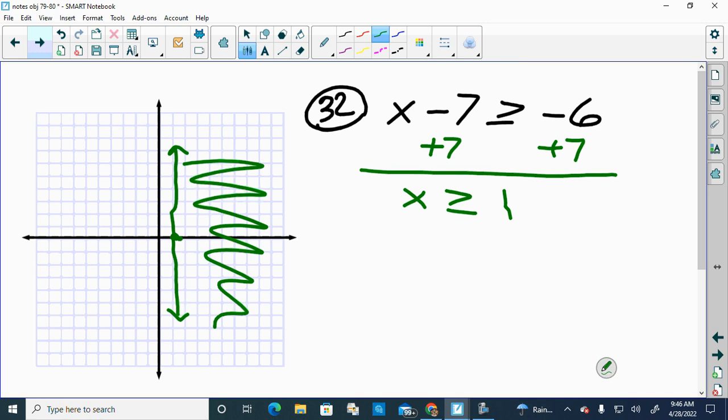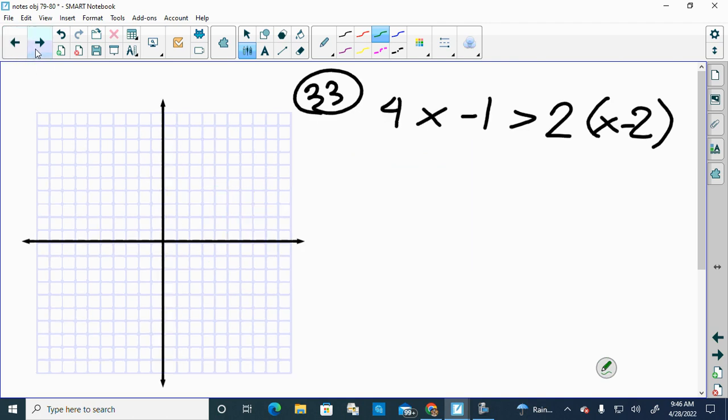Okay, we're going to try another one that doesn't have a y, but this one's just got a few more steps into solving the equation before you can do it. Okay, so 33.